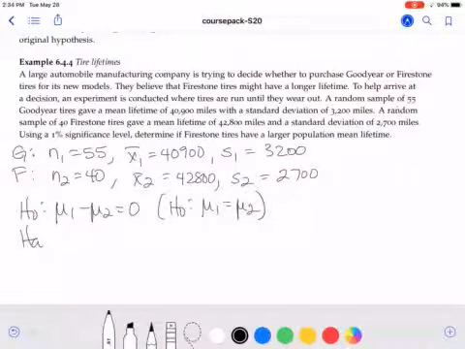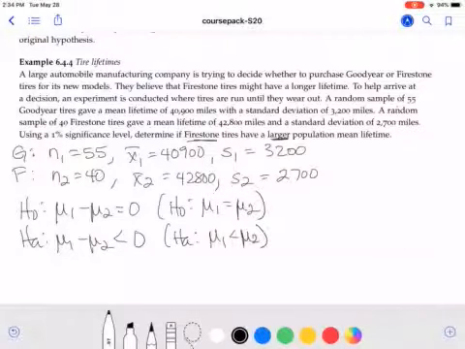And then our alternative hypothesis, looking at the labeling here, Goodyear was group 1, Firestone was group 2. We want to know if Firestones have a larger value. If that is the case, mu1 would be less than mu2, and so this difference would be less than 0. Or you could also write this as mu1 less than mu2.